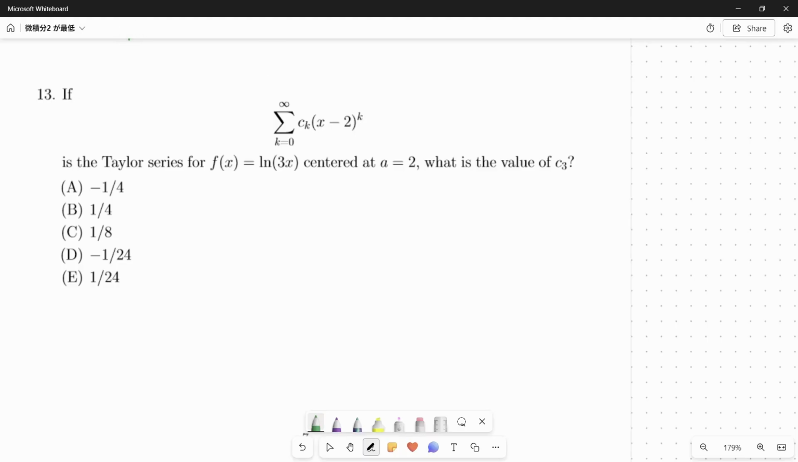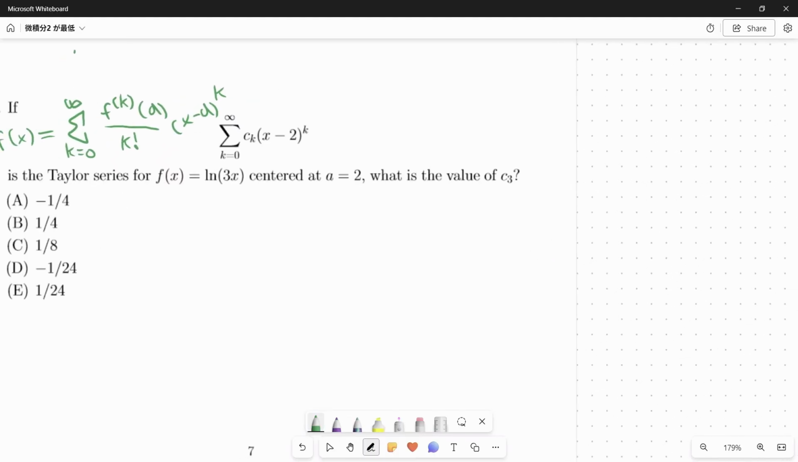So to start, let me write out the formula for a Taylor series. If we wanted to find a Taylor series of f of x, we can say that f of x would be equal to the sum, as k goes from 0 to infinity, of the kth derivative of f evaluated at a over k factorial times x minus a to the k power. And so relating that to our case here, we know that f of x is equal to ln of 3x, and we know that its Taylor series is equal to just this.